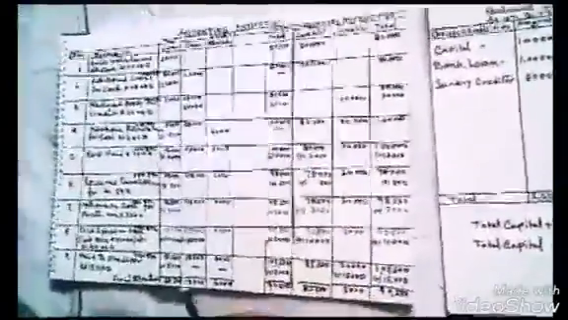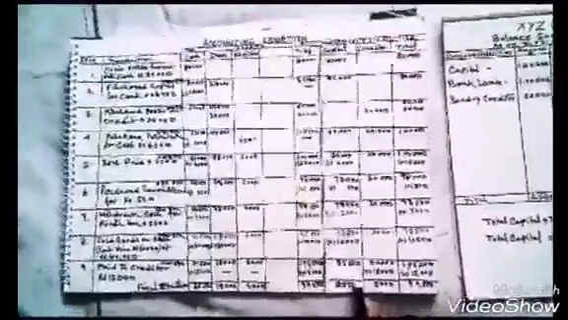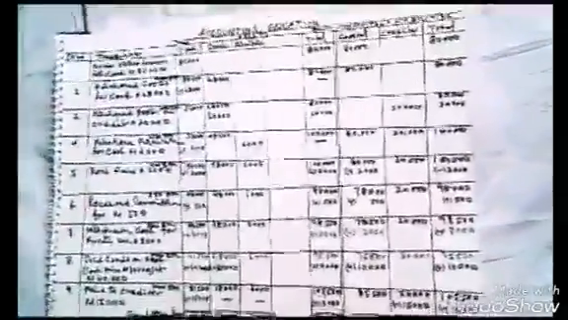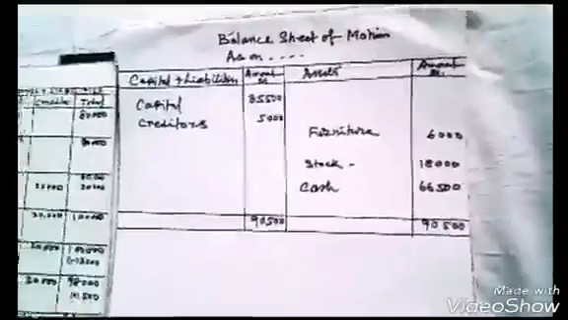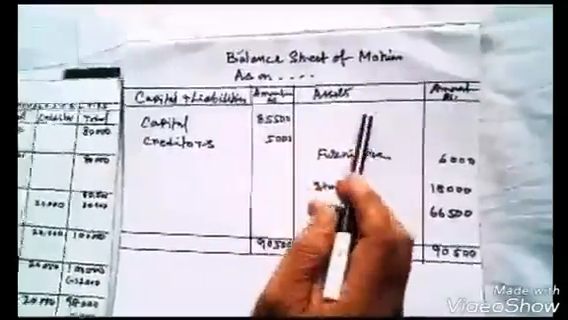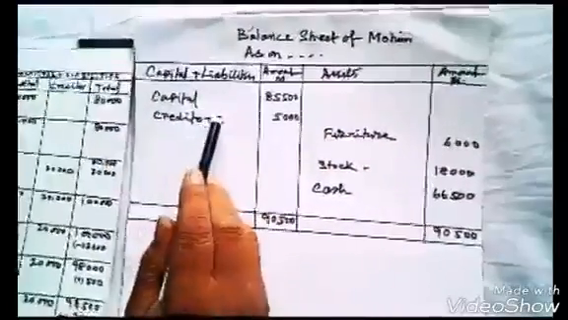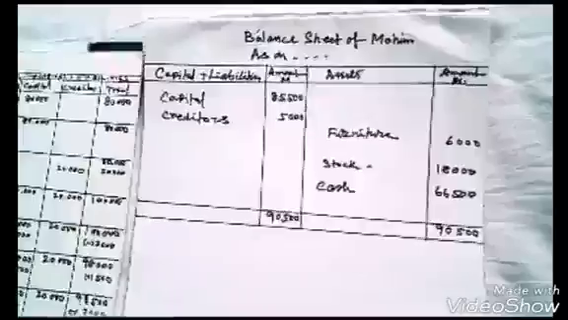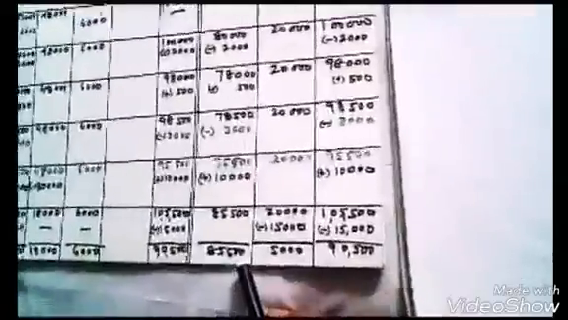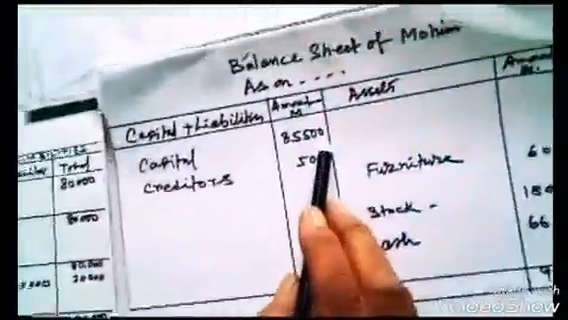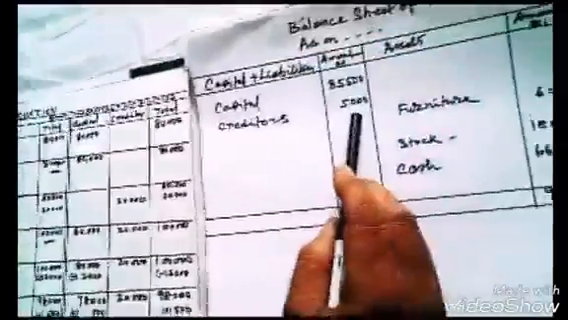Now on the basis of this final equation in the accounting equation, we'll draw a balance sheet of Mohim Brothers as on a date. Now the balance sheet of Mohim as on, the capital is 90,500. Sorry, capital is 85,500. So capital 85,500. Next is creditor 5,000. So creditor 5,000.